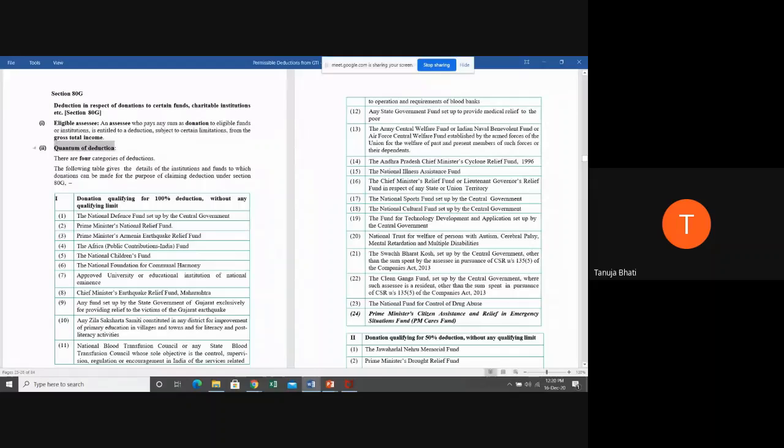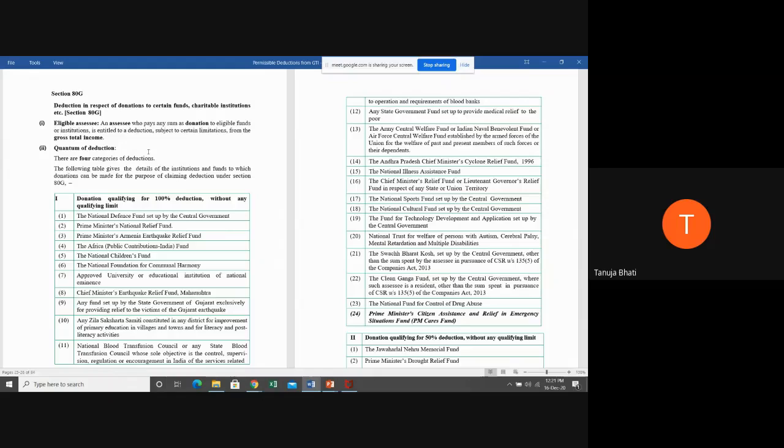Now, what is the quantum of deduction? Remember, under 80G, deductions are divided into 4 classes. One type of donation that you are making, you will get 100% deduction without any maximum limit. Suppose you are making 1 lakh as a donation, you will be given the full 1 lakh deduction without any qualifying limit. When I say qualifying limit, it means maximum limit.